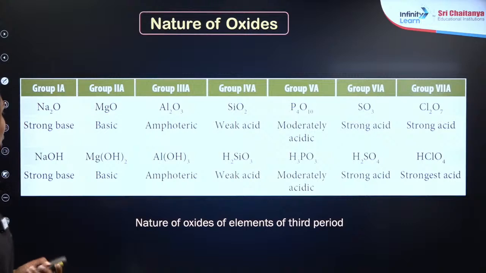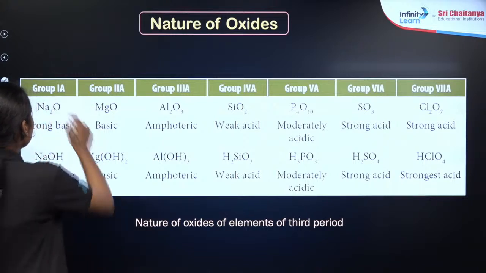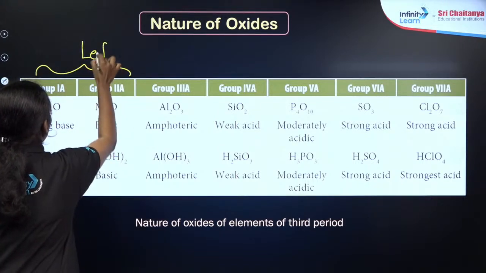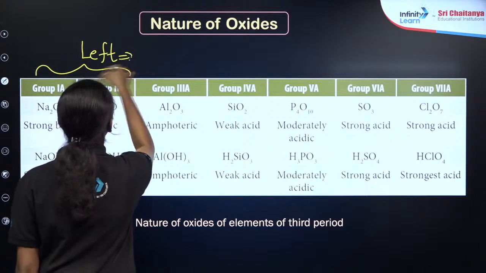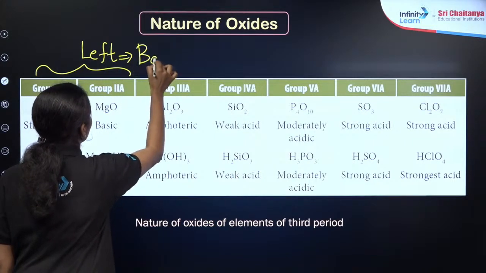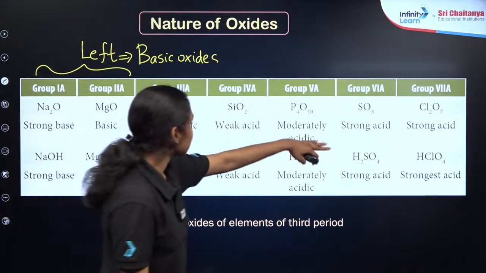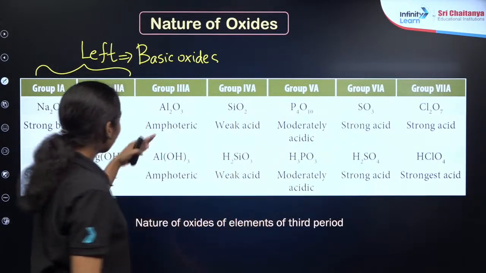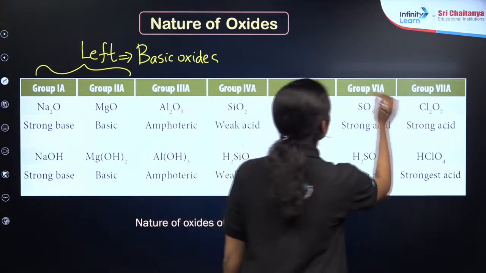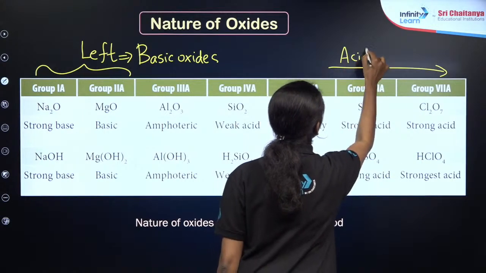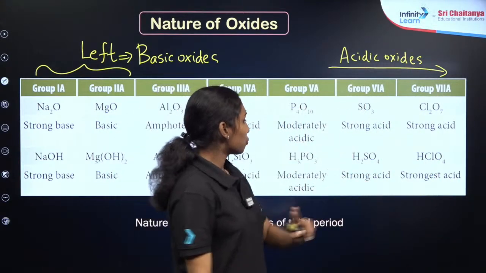Now we are moving to the oxides of elements in the third period. As you can see here, group 1, sodium, and group 2, magnesium, are the extreme left, they are the metals. Sorry, these are forming the basic oxides. In the center of the periodic table, groups 3, 4, 5, they form amphoteric or weakly acidic oxides, like aluminum, silicon, phosphorus. And towards the extreme right, it will form the acidic oxides. Example, Cl2O7, HClO4, SO3, H2SO4 and so on. Clear?